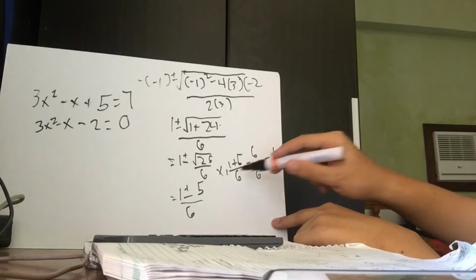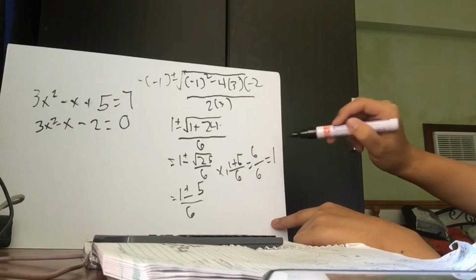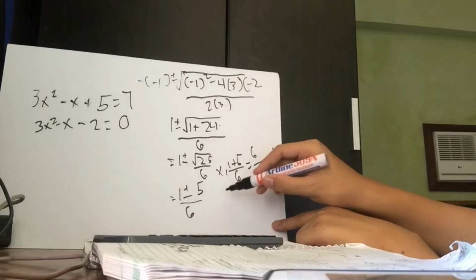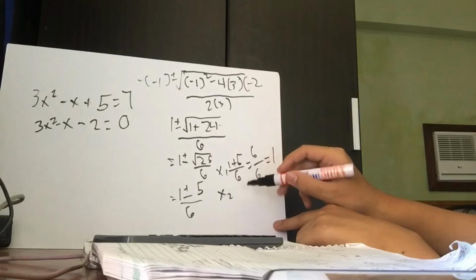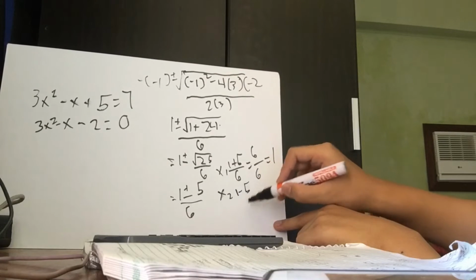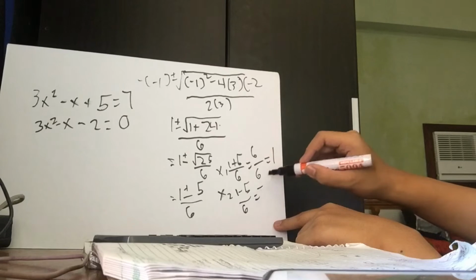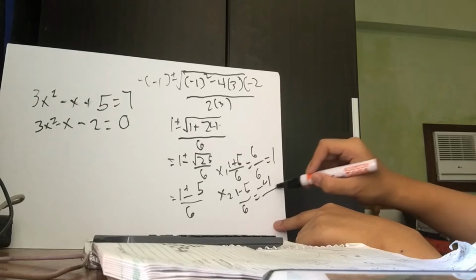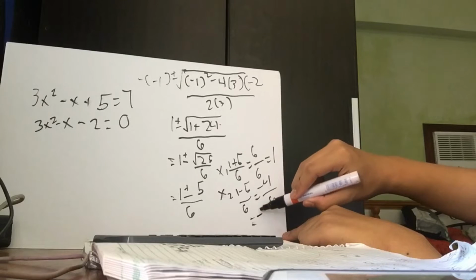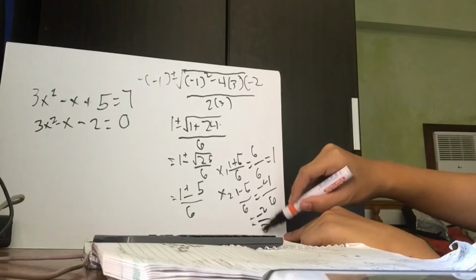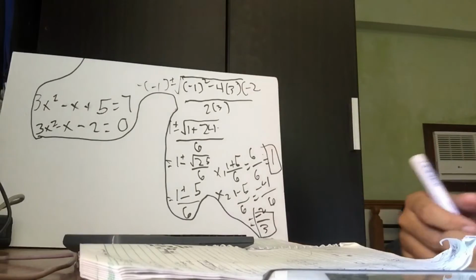This is our answer. 1 plus 5 is 6. Then we divide, then we become 1. Now the x of 2. Now it will be minus, still over 6, is equals to negative 4. 6 divide that and you get... so these two are our final answer.